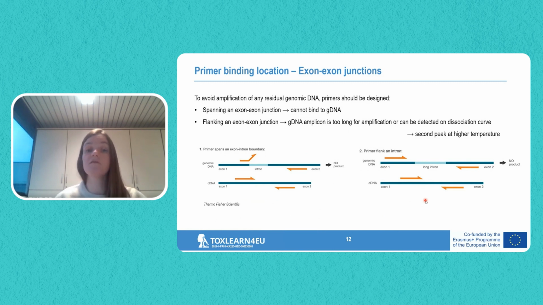So to avoid this, of course, we perform a DNase treatment to get rid of any residual genomic DNA, but there is an extra safety that we can build in, which is to design our primers either spanning a junction between two exons or flanking a junction between two exons. And this will become more clear when you look at the figures at the bottom. So here, the first option is to design primers where one of the two primers in a pair spans an exon-exon boundary. And you can see this here.